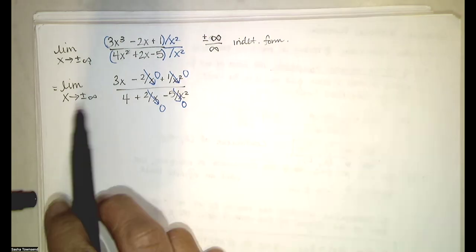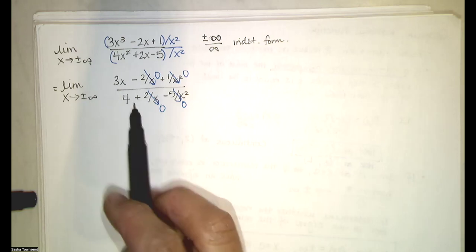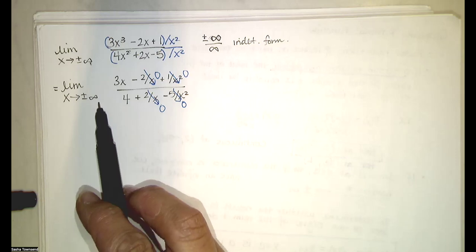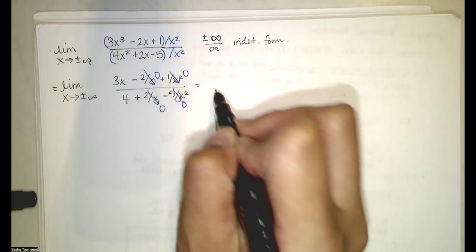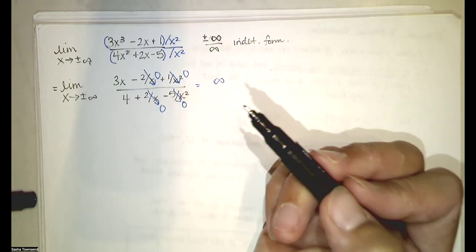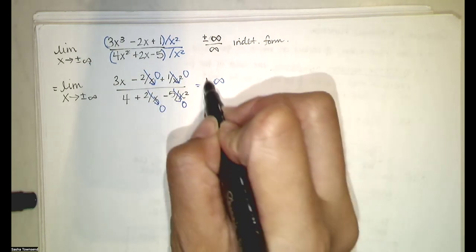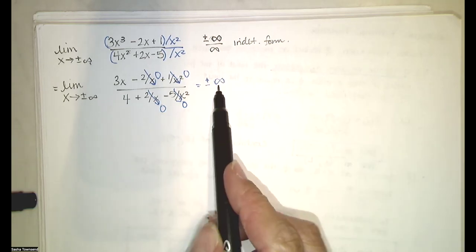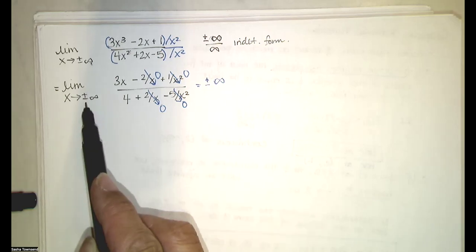So now I've got an expression, 3x divided by 4, and I want to know how that expression behaves as x goes to positive or negative infinity. As x goes to positive infinity, I've got 3 times a large positive number divided by 4, which is going to give me positive infinity. And as x goes to negative infinity, I have 3 times a large negative number divided by 4, which is going to be negative infinity. So I write plus or minus infinity here. Note that the sign designation, the plus and minus, goes with this sign designation.